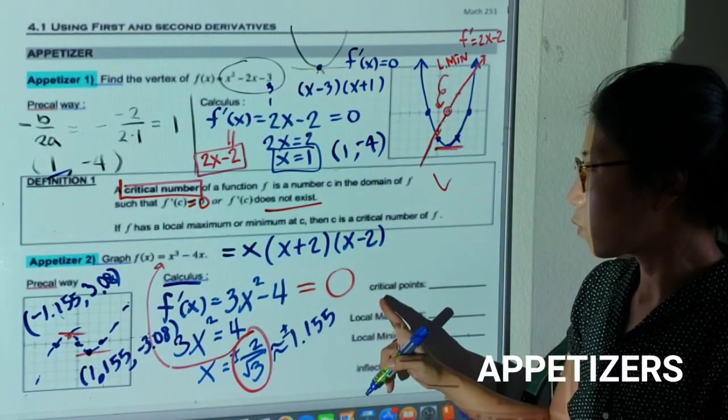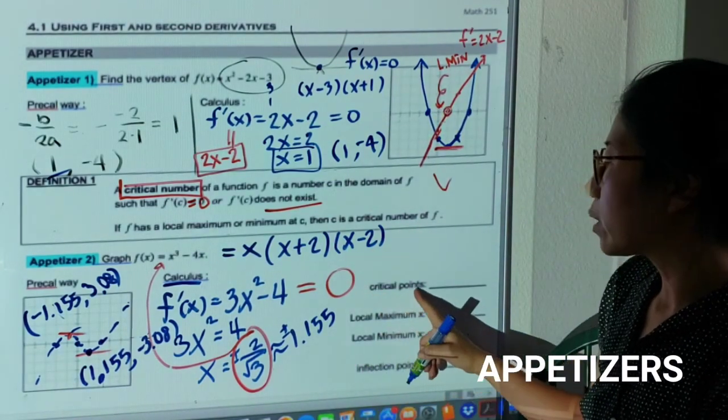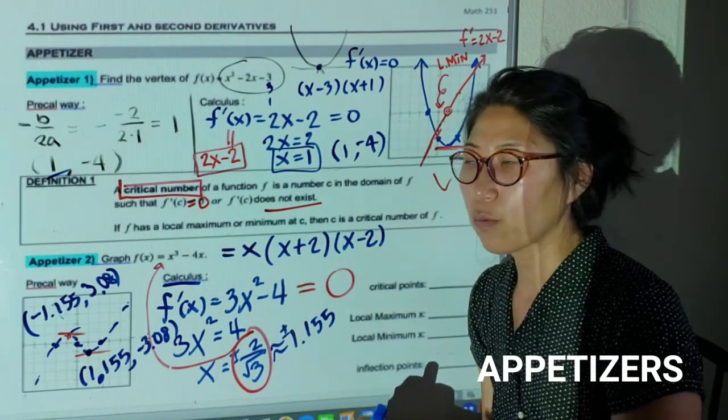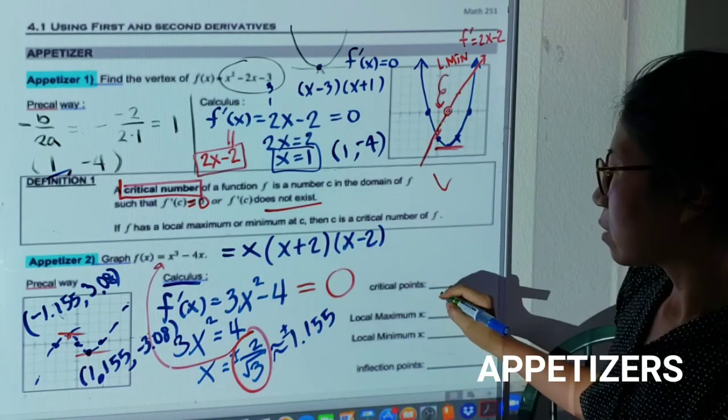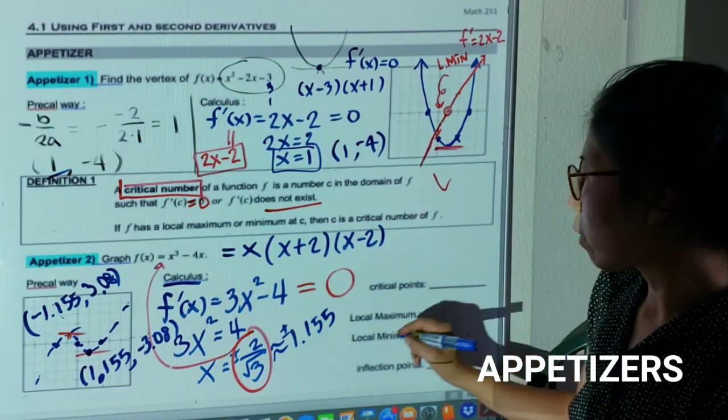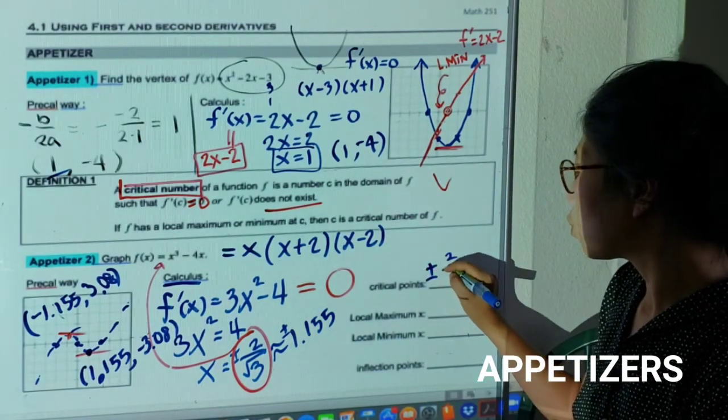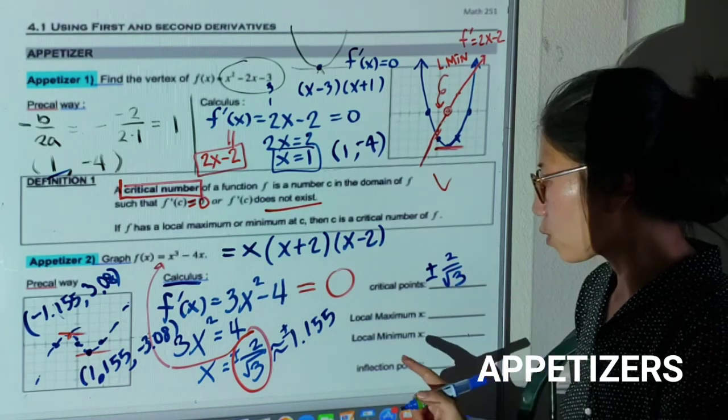So now let's answer one by one. What are the critical points? Critical point, don't forget, means the derivative equals 0 or does not exist. So this time, what makes it equal to 0? That will be plus minus 2 square root 3. Those two are the critical points.